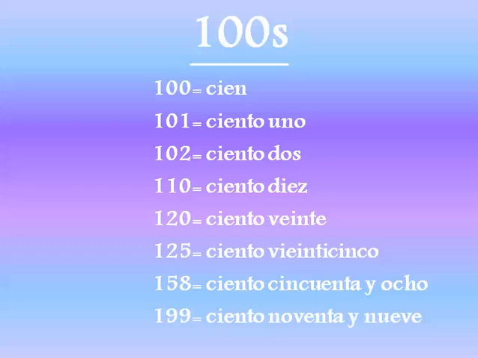The number 100 is cien if it's by itself. But once you start adding a number after that, you change cien to ciento. For example, if you want to say 101, you just say ciento and then you add the number uno to it. So 101, ciento uno. 102, ciento dos. 110, ciento diez. 120, ciento veinte. 125, ciento veinticinco. 158, ciento cincuenta y ocho. 199, ciento noventa y nueve. So you get it. It's pretty easy, very similar to what we do in English.